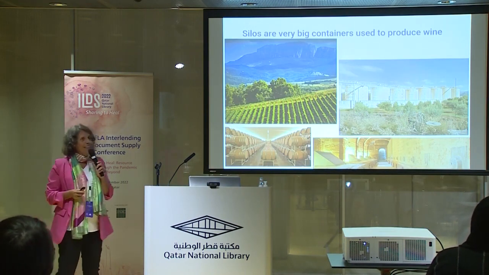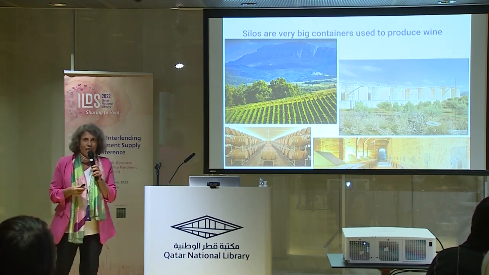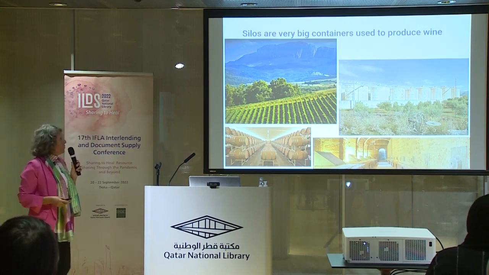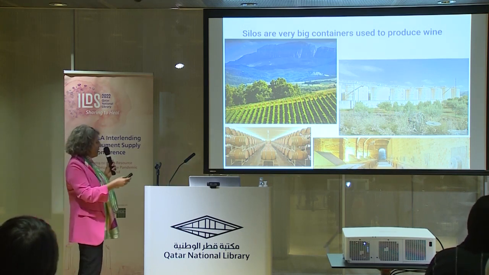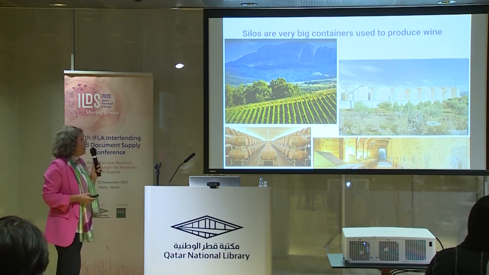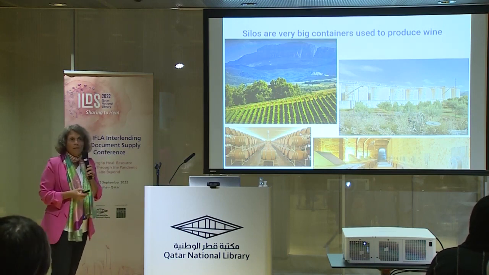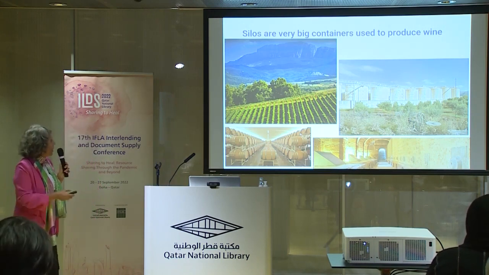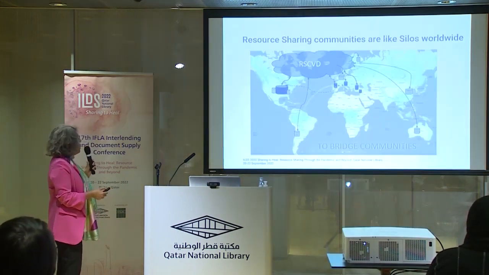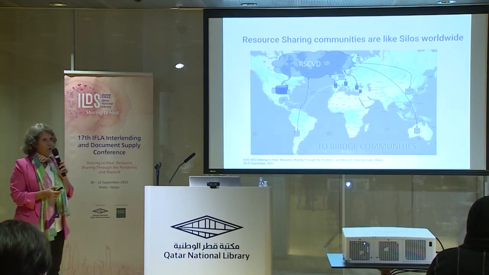This picture you see comes from my native country, Sicily. I'm from Italy, but I'm from Sicily, actually. I grew up in this landscape. In the country, you can very often see these silos. These silos are very big containers used to produce wine. Sicily produces a lot of wine. And so in the country, you can see these silos. So resource sharing communities are like silos worldwide.